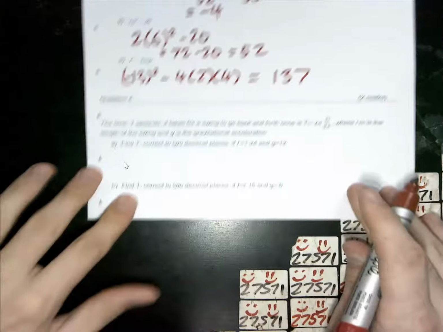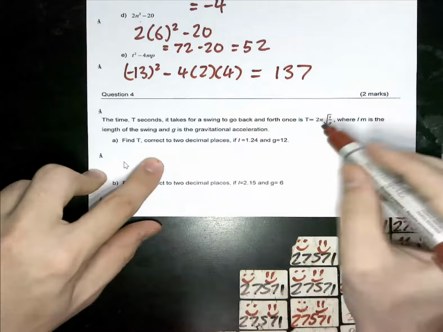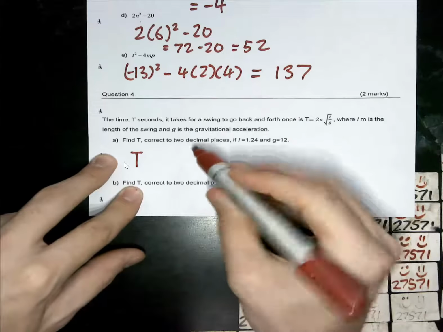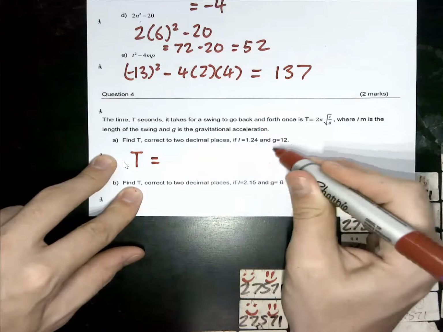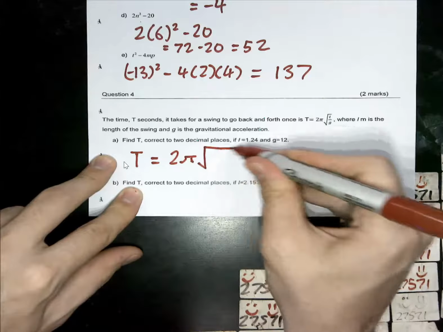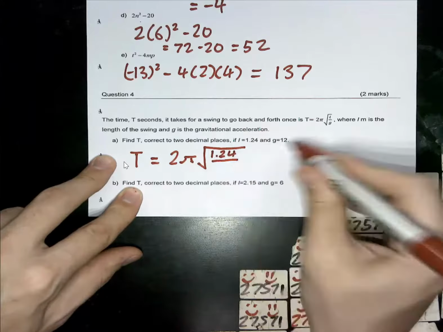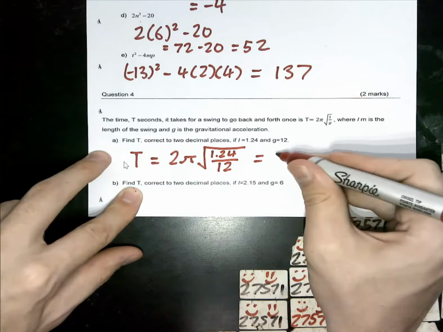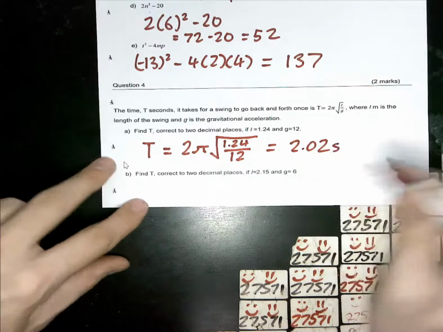Second one looks hard, but it's actually not so bad. You've got a formula here that you have to substitute certain values into. So for this first one here, it says find t, correct to 2 decimal places if L equals 1.24 and G equals 12. So we go 2 pi multiplied by the square root of L over G, but L in this case is 1.24. G is 12. If you put that into your calculator, you'll find that the answer is 2.02 seconds.